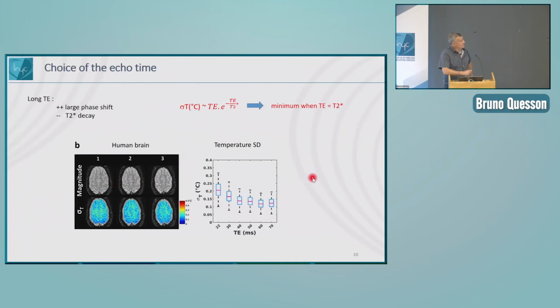What is important to see is that although this theoretically says that you should be exactly at the T2 star value for the echo time, you have some flexibility. You can choose to be a bit shorter to get a bit more SNR if, for example, you need to exploit the magnitude images for some signals.